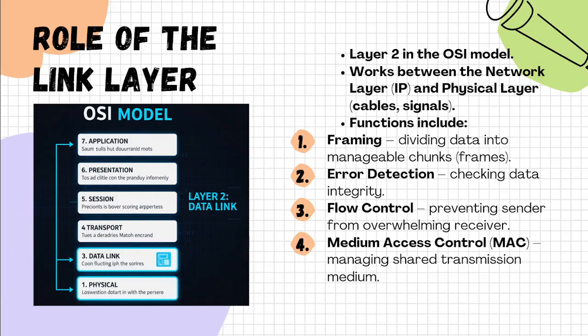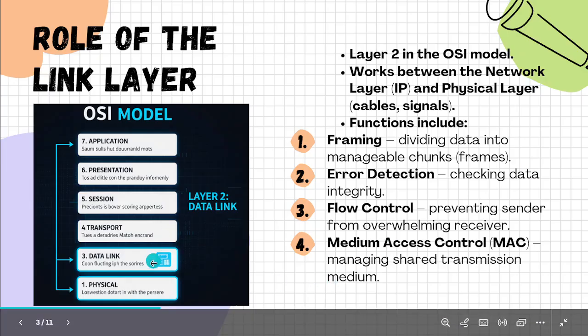Here we'll study the role of the link layer. The link layer is the second layer of the OSI model, sitting between the physical layer and the network layer. This is layer 2, the data link layer, which stands between the physical layer and the network layer.